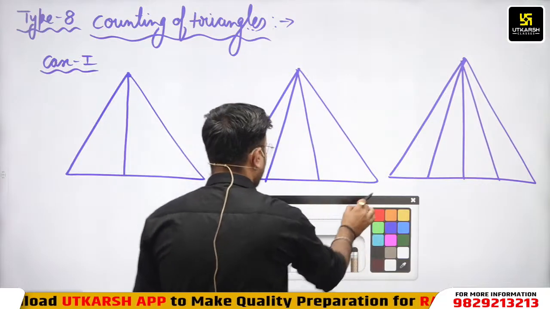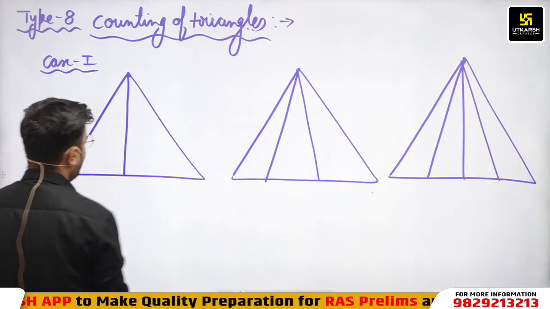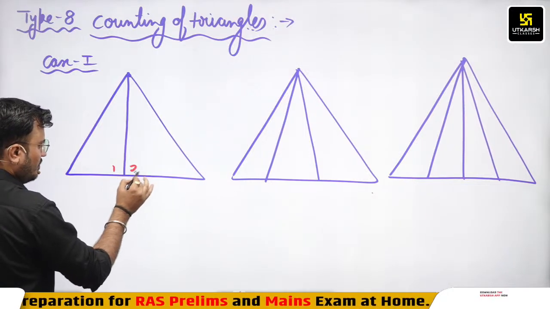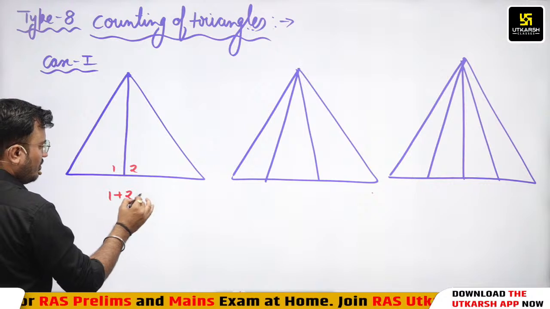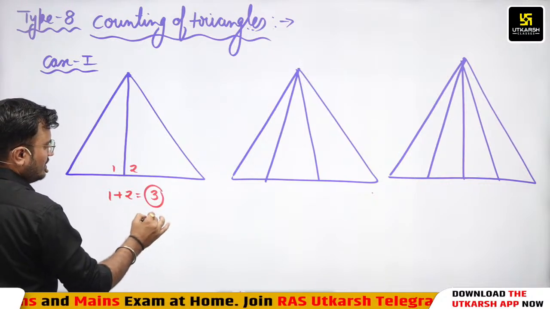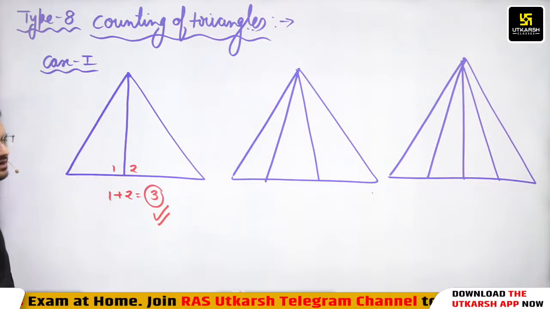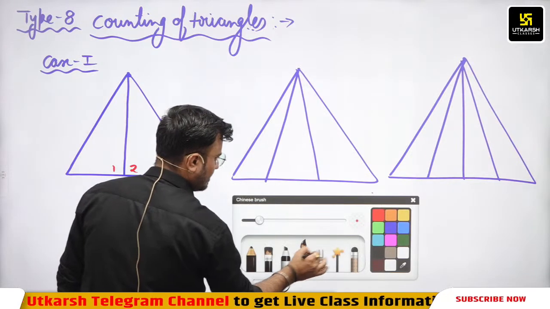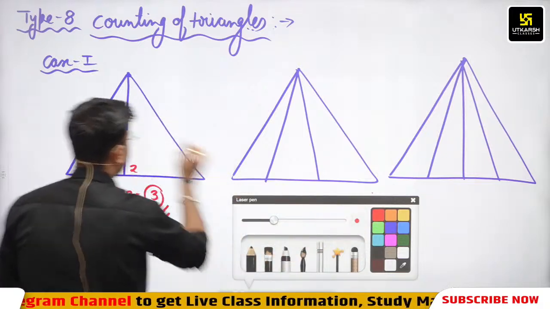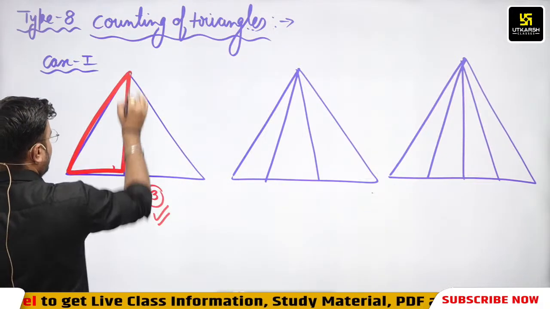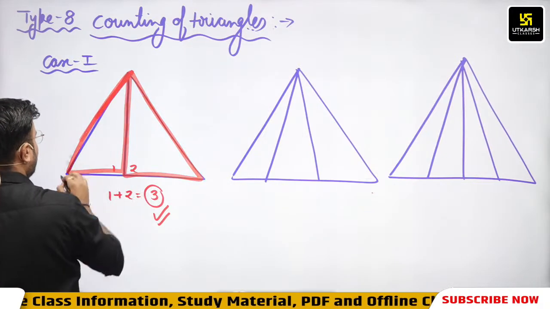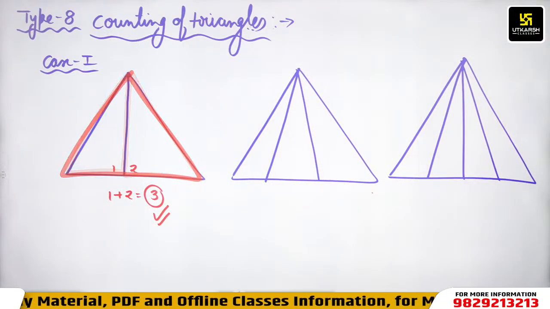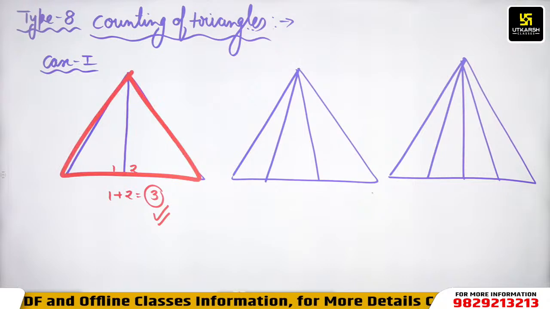So the trick behind this counting of triangles: we need to write the numbers on the base, 1, 2, and add all these numbers, and you will get 3. So there are a total of 3 triangles in this figure. The first one is this, the second one is this, and the third one is the largest. So a total of 3 triangles.